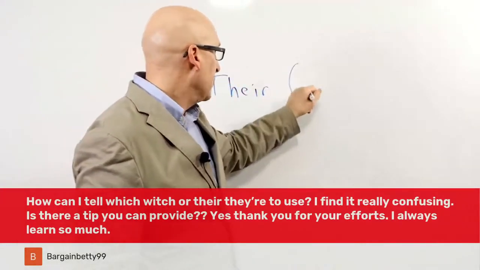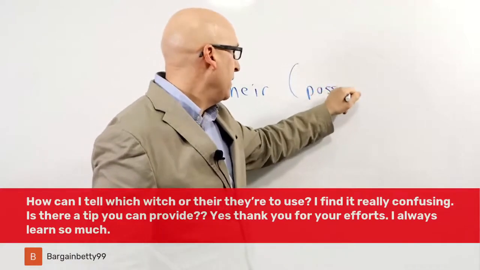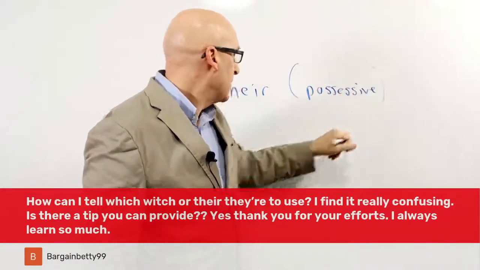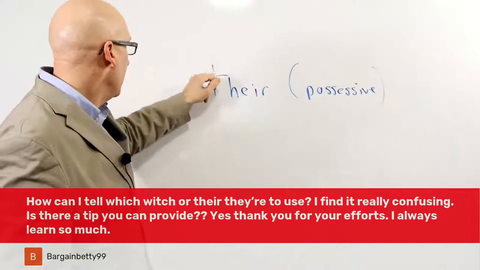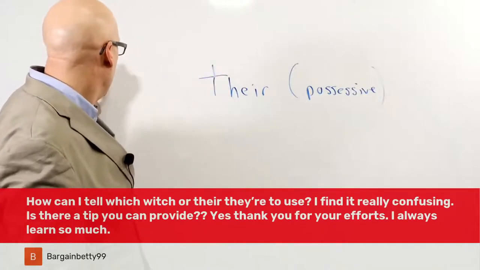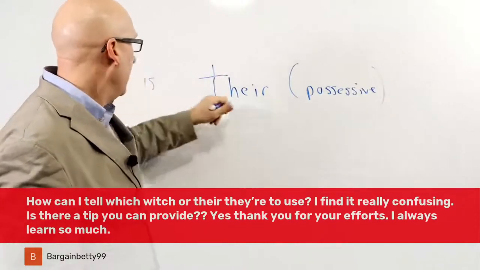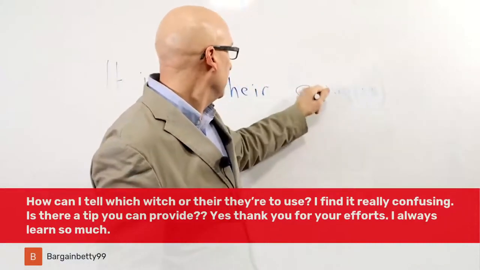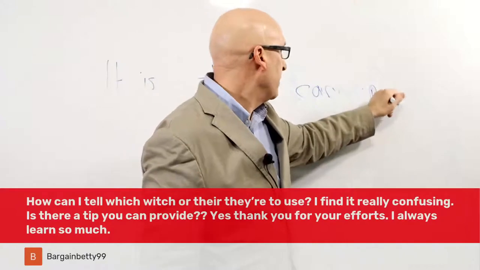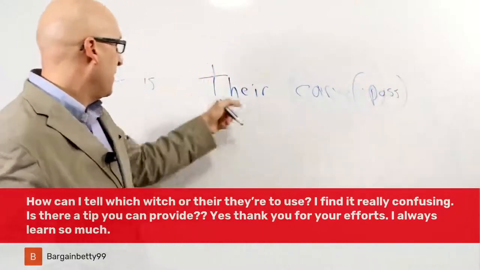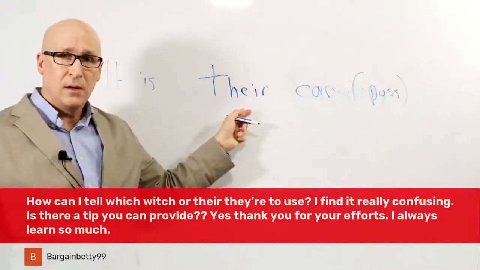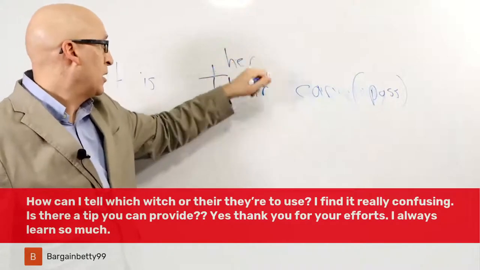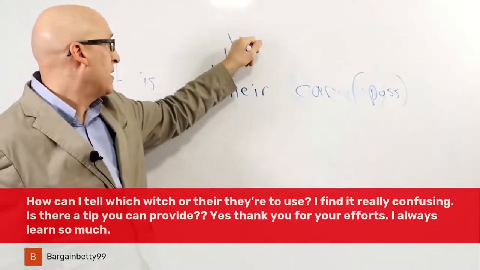Their is a possessive pronoun. So that would be like, it is their car, right? Let's make possessive here. It is their car. They own the car. Or it is her car. Or it is his car.